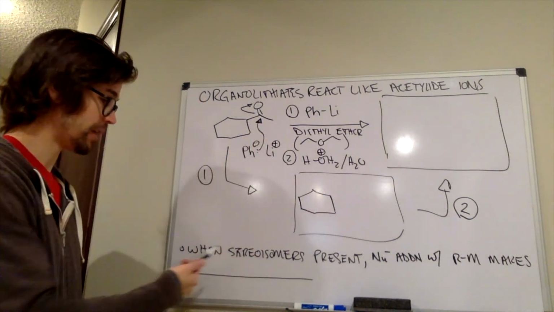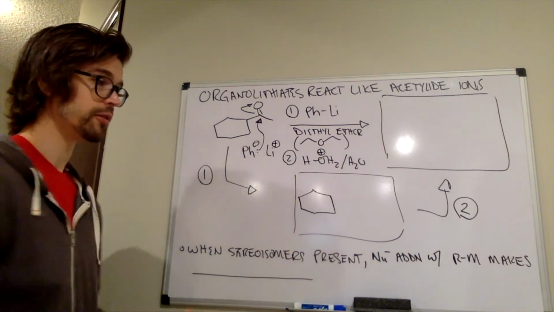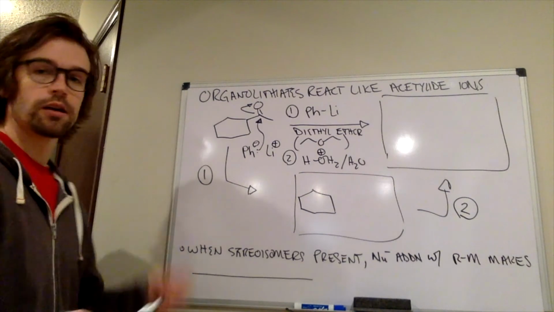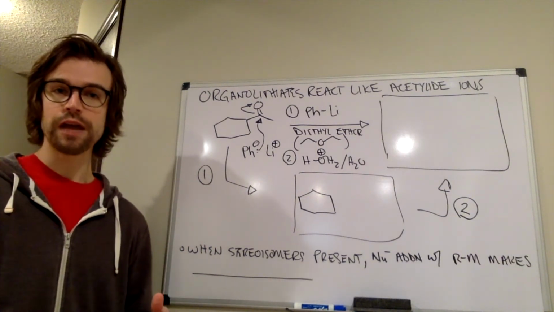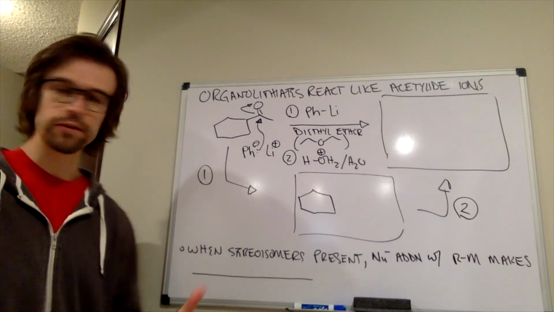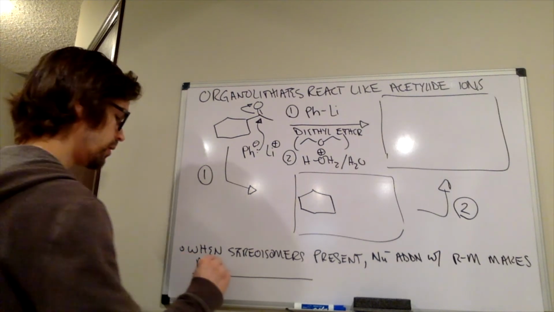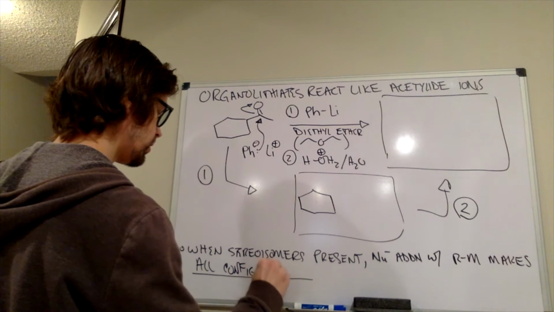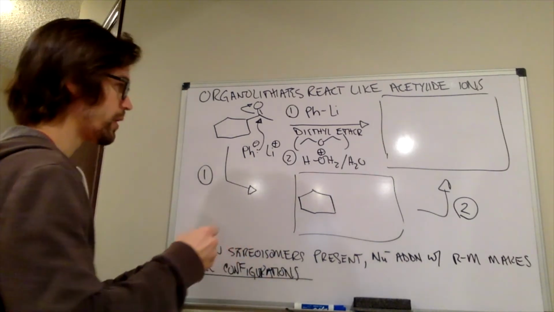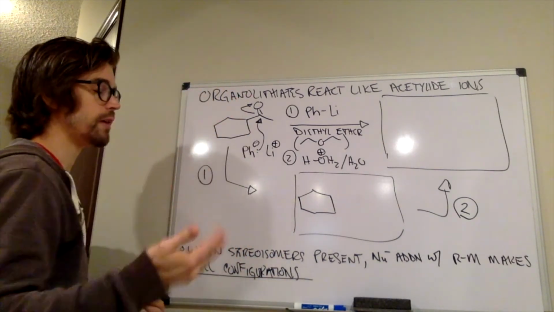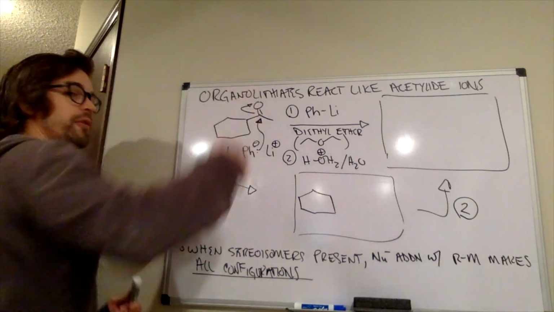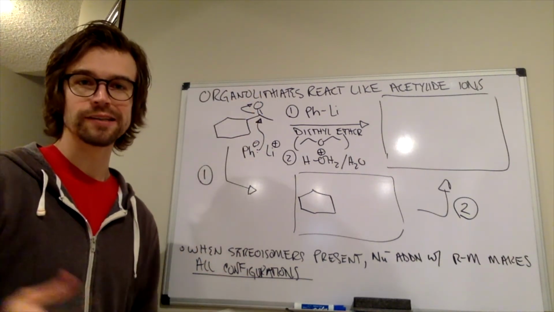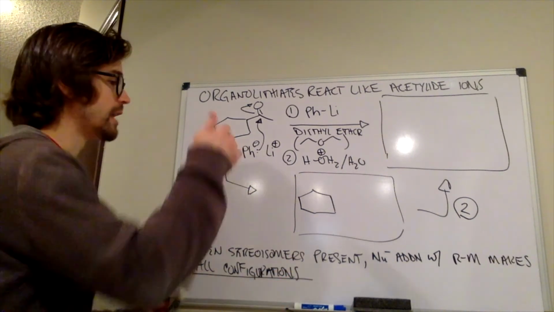Now I want to get down to this blank. When stereoisomers are present, nucleophilic addition with organometallics, RMs, makes, what did it make when it was hydride reagents? All configurations, right? All configurations. Is there any reason why the lithiate, the phenyl anion, would add just from the front or just from the back? No, it's going to add both ways indiscriminately, right? It's going to add both ways.